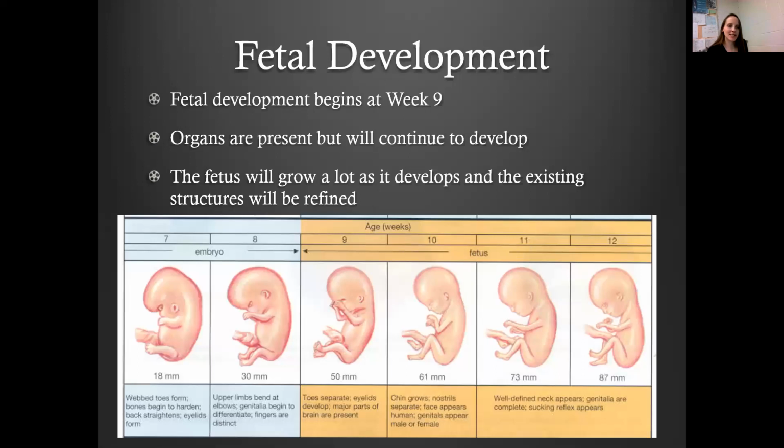So fetal development does begin at week 9. Again, it's an embryo up until the end of week 8. Organs are mostly all present at this point, but do still need to develop quite a bit, and the fetus still has to grow quite a bit.